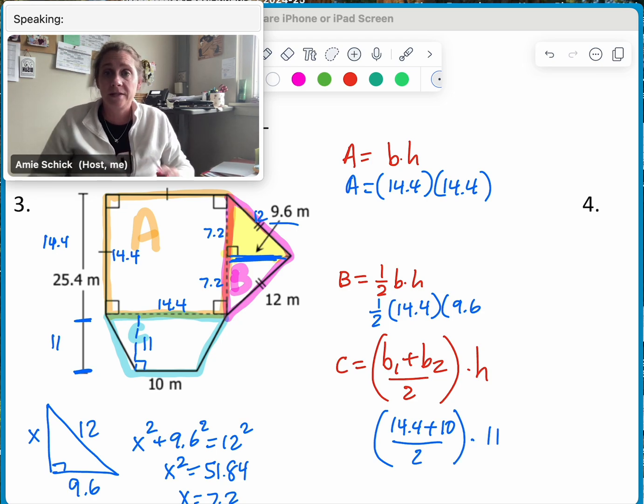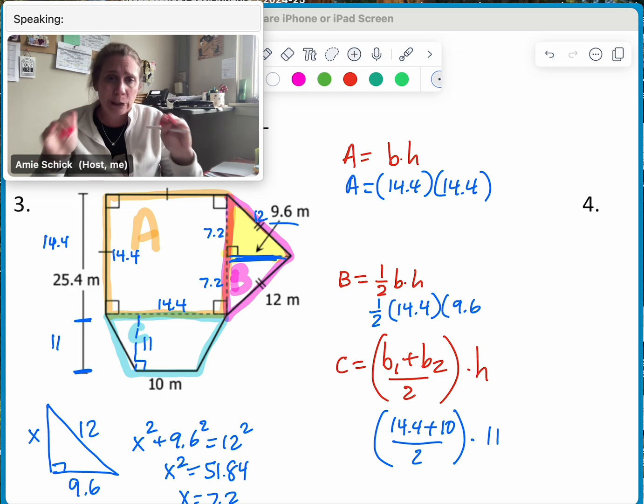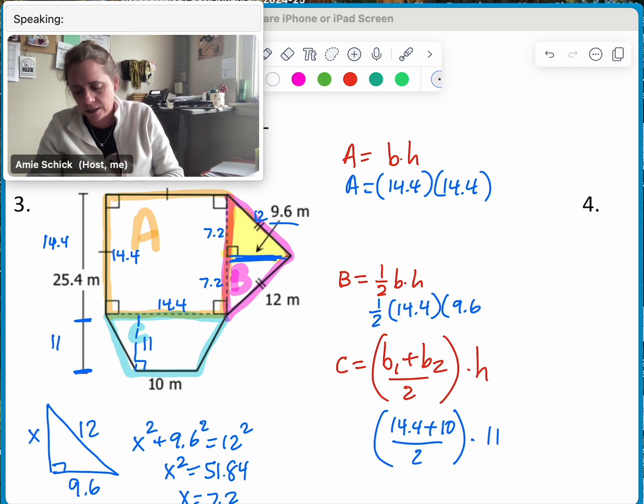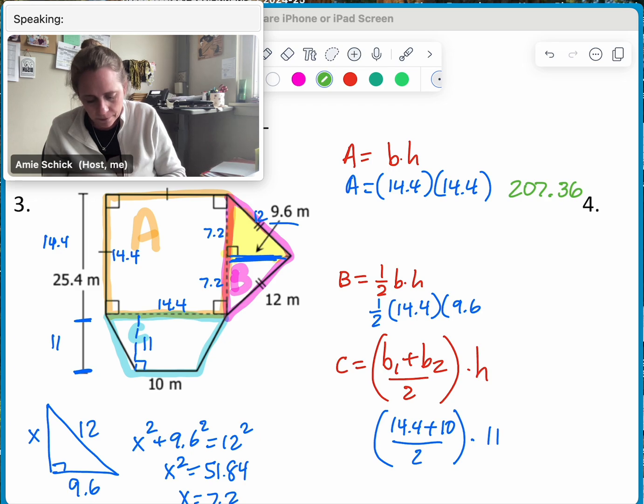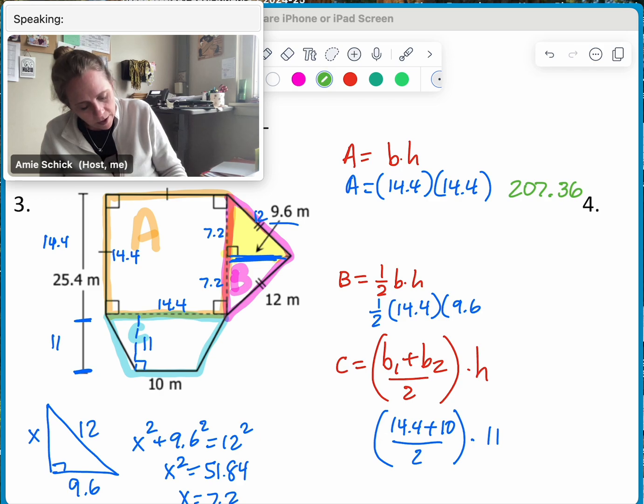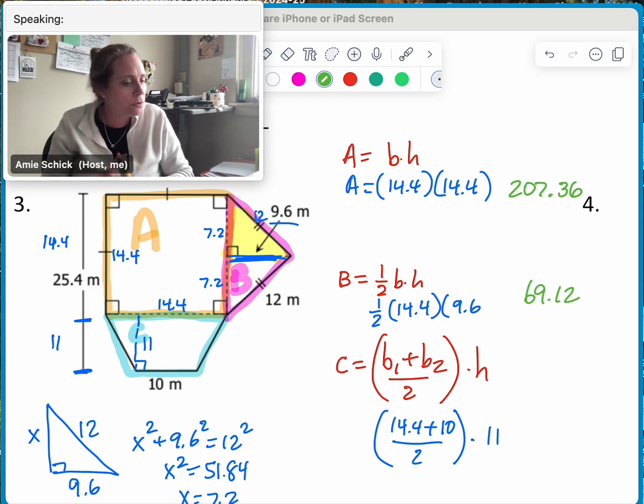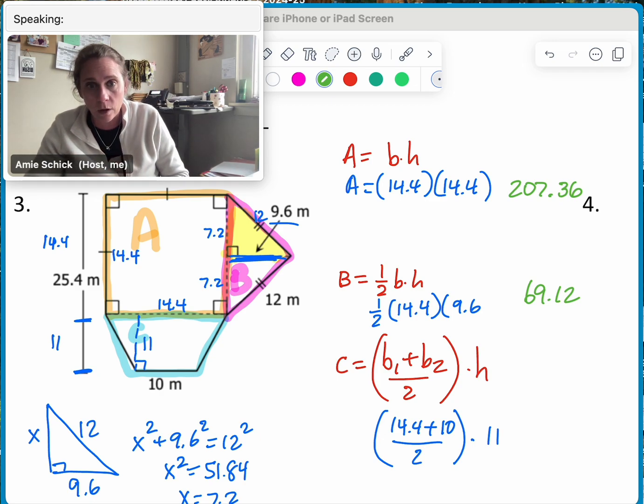Okay, so the red part was our plan for the formulas. The blue is after I found all those pieces. Now we're talking. Now we can actually find some areas. Okay, so I'm going to switch to green here. So this one right here is 207.36. Hopefully you're doing this with me and checking my work. This one, B, is 69.12. Probably should be checking my work along the way here. And then my last shape, 14.4 plus 10 divided by 2 times 11.